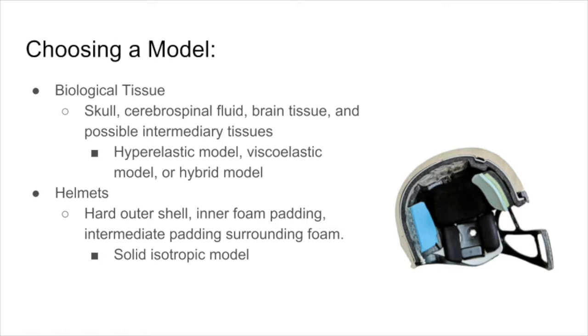Then we had to decide on how to model the helmet, which we also separate into three layers: a hard outer shell, an intermediate layer of foam padding, and an inner layer of foam padding. For these layers, we decided a solid isotropic model would be most accurate.